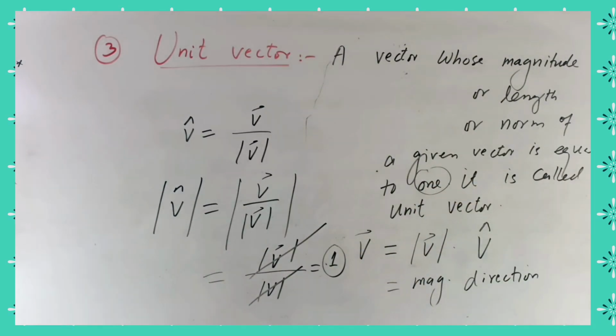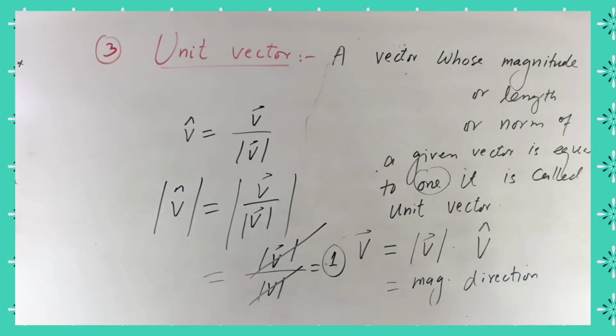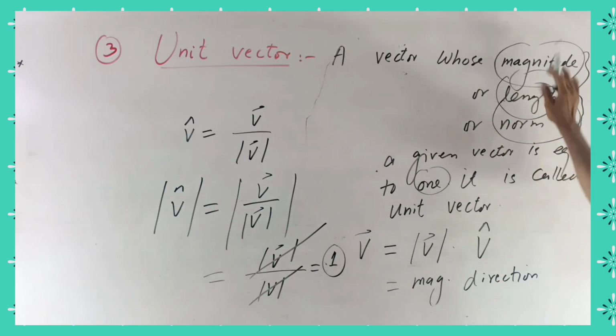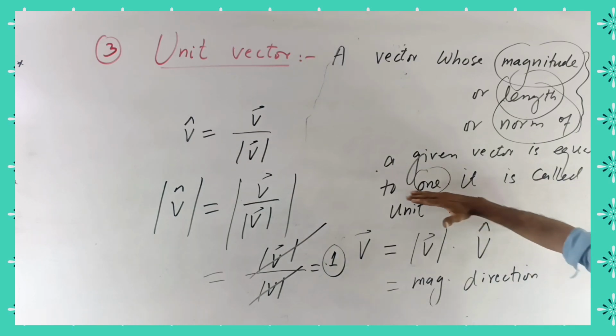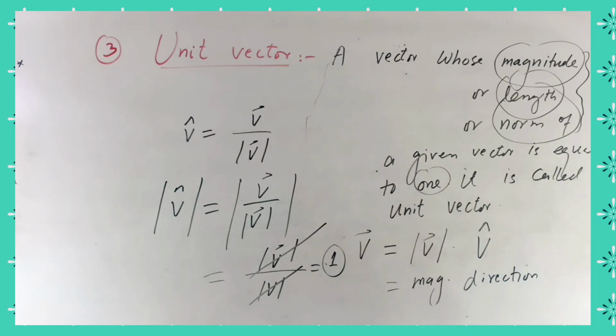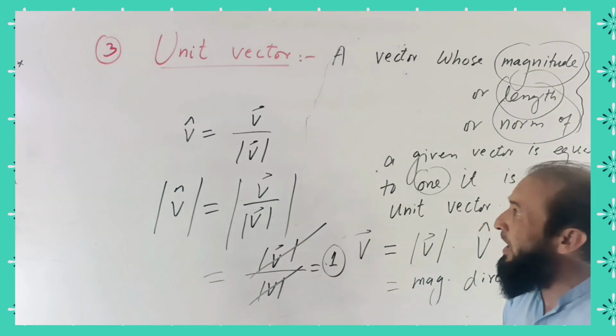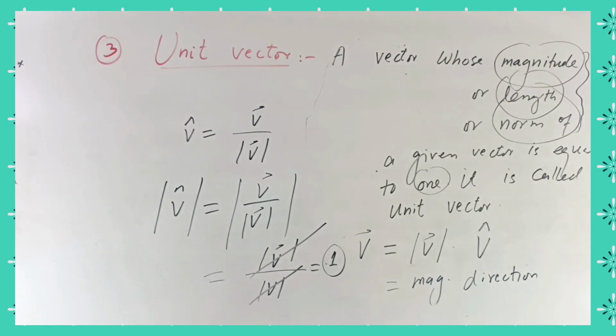So for this reason, we can say that a unit vector is a vector whose magnitude, length or norm, which are the same thing, of the given vector is equal to 1. That is called a unit vector.